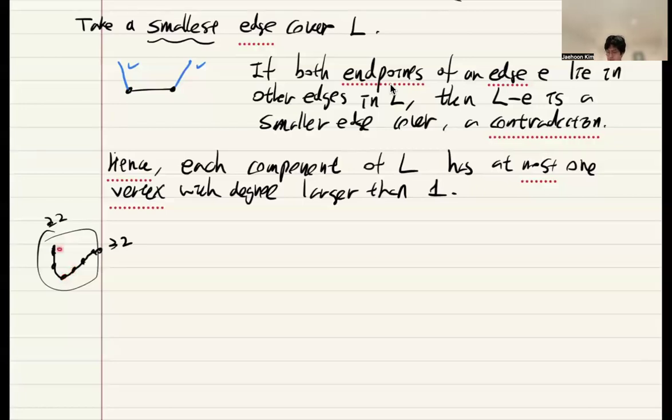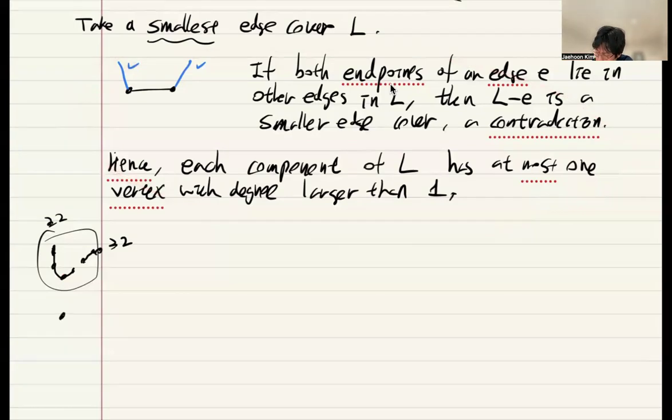This path could have length 1. Then any consecutive vertices between them are on the path. So either the end vertices have degree 2, or the vertices inside of this path have degree at least 2 because they are incident with 2 edges. So there are two consecutive vertices with degree 2 in L. Then you just delete one edge, and it's still an edge cover. So this doesn't happen. That means each component has at most one vertex of degree larger than 1.